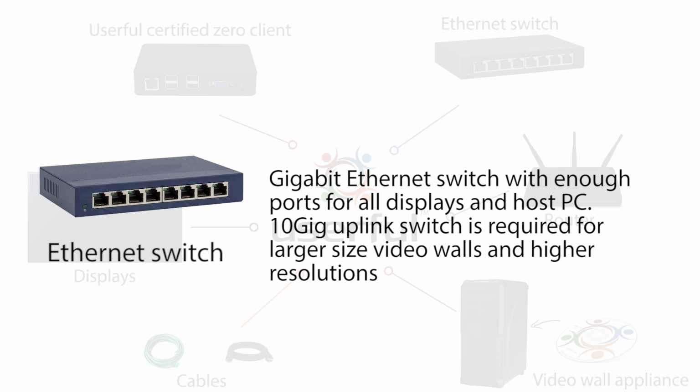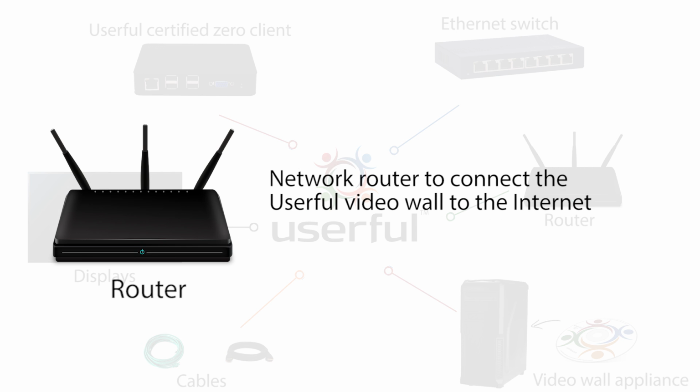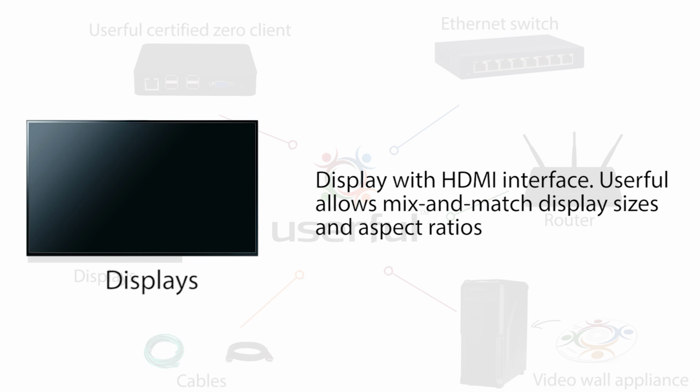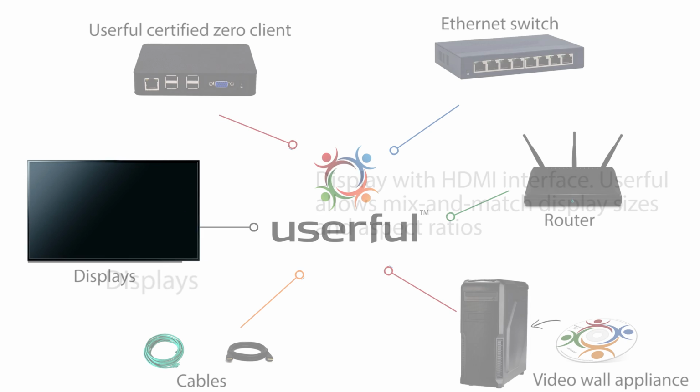Please note that a gigabit switch is required for small to medium deployments with up to 4K resolution content, while a 10 gig uplink switch is required for larger size video walls and higher resolutions. A network router to allow the Userful Video Wall appliance or host PC to connect to the internet, and of course your display screens. Userful allows mix and match of different makes and models, sizes and aspect ratios.